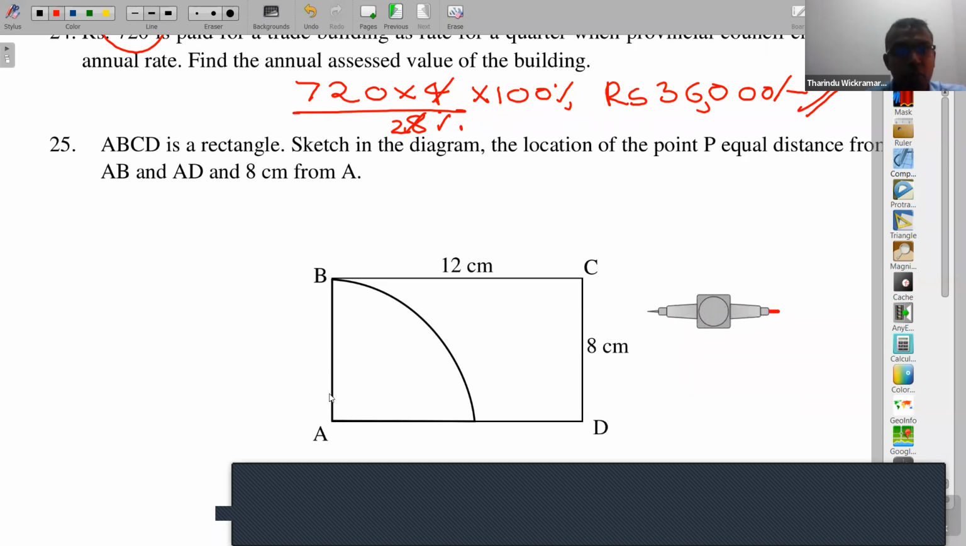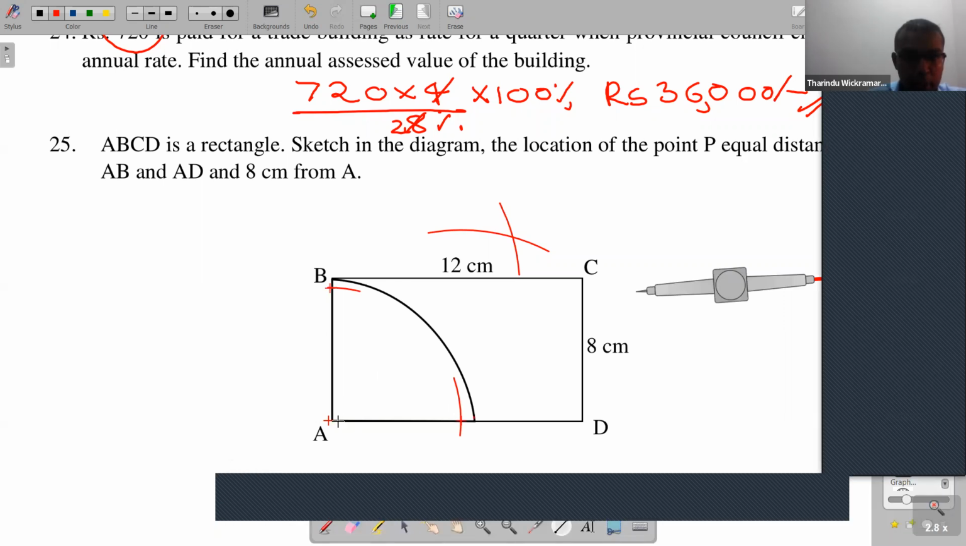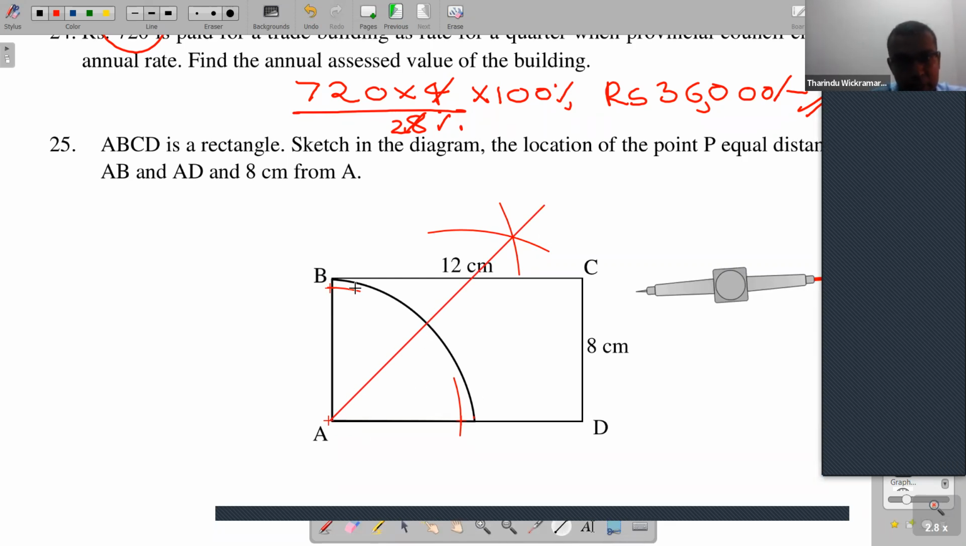Equidistant from two lines, AB and AD, and 8 centimeters from A. From A, 8 centimeters is B. So this arc is drawn 8 centimeters, no? Because this arc touches 8. So this point should be on this arc and equidistant from AB and AD also. Then you have to go here. Then cut this arc at 2 points. So we are going to construct the angular bisector. Right. If you want, you can take these 2 points also, but it is better if you separate. So this is the point. It is 8 centimeters from point A of AB. So this is the point, the location. This is P.